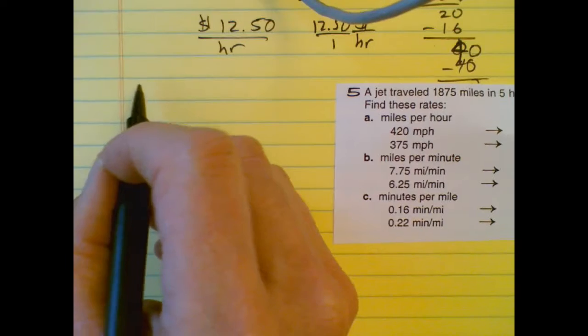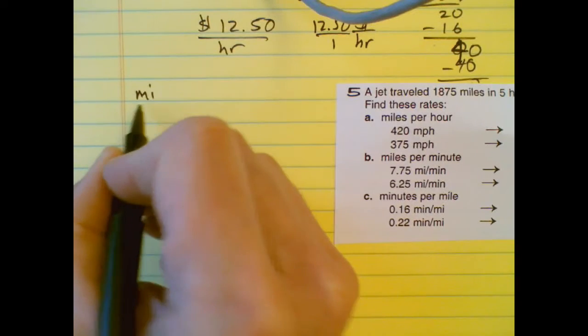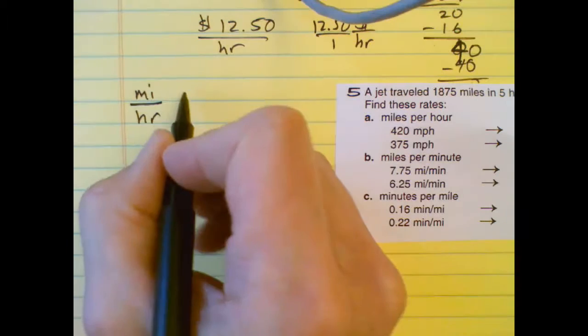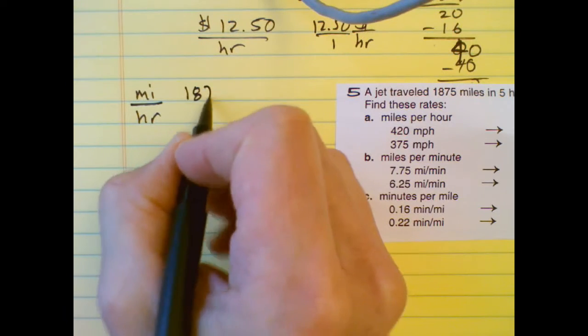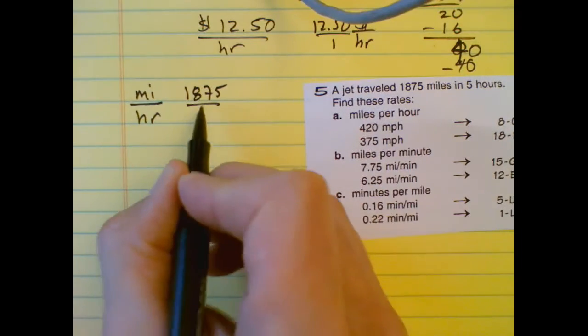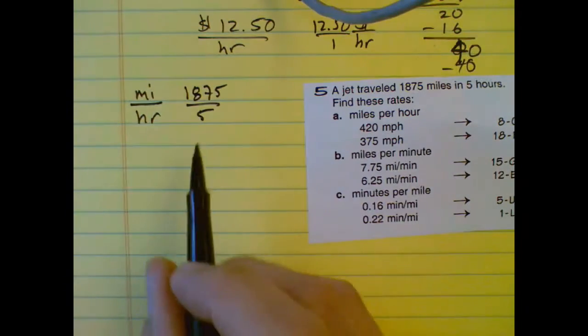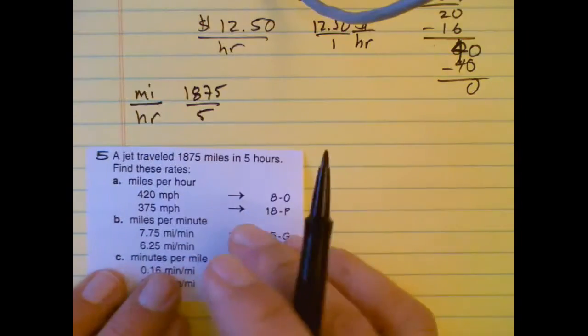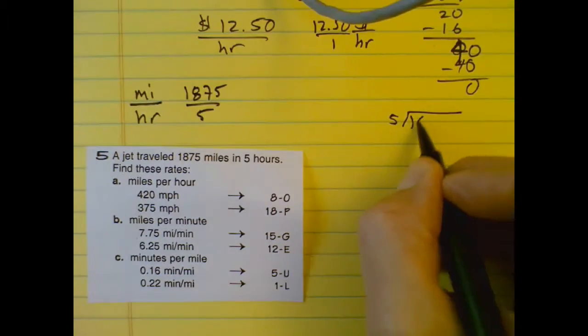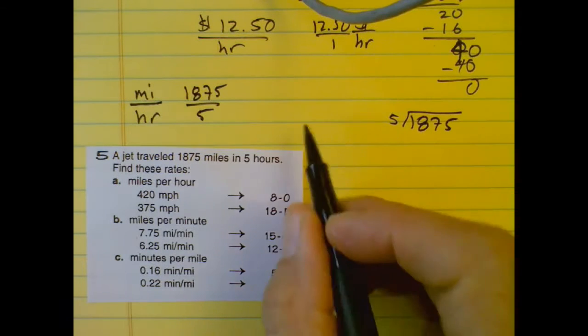So in this problem here, I need to find miles per hour. That's what I'm being asked to find. And I know she travels 1,875 miles in 5 hours. So how much does he travel in 1 hour? Well, this is just a little division problem here. So I do 5 into 1,875.